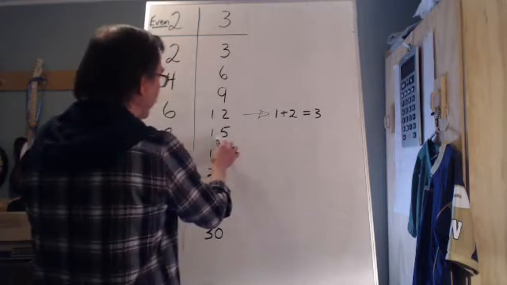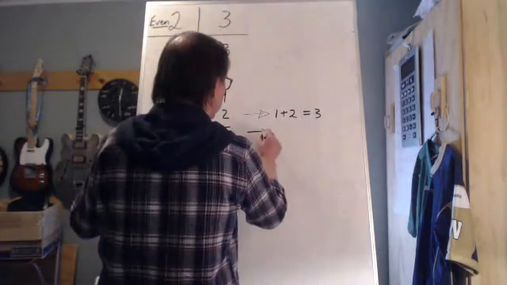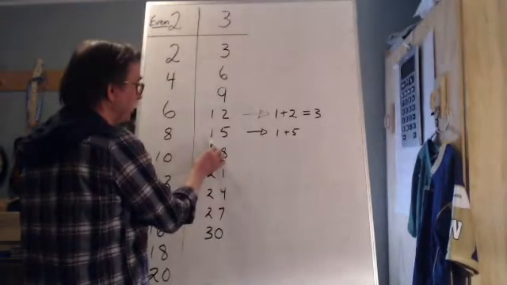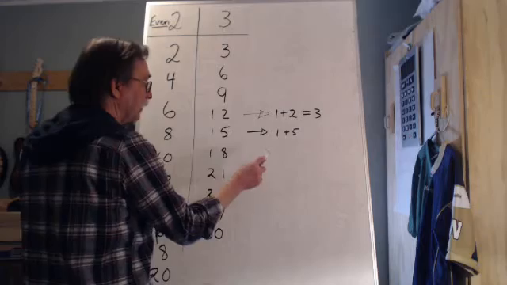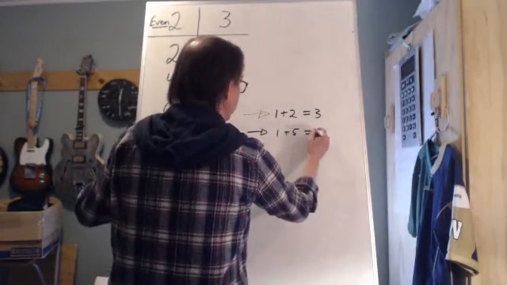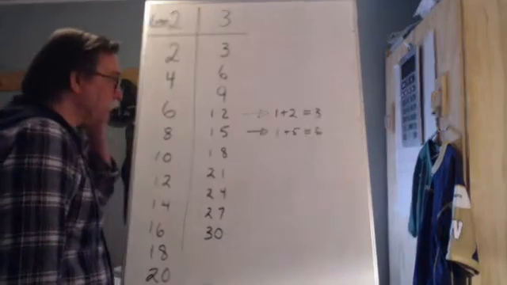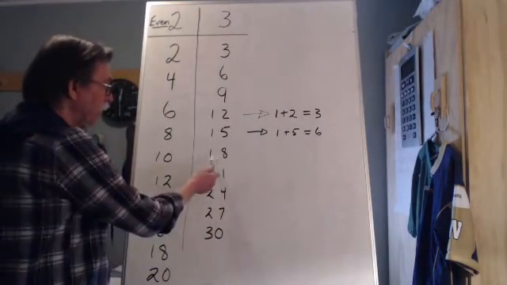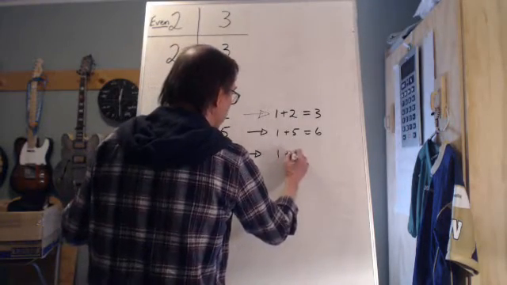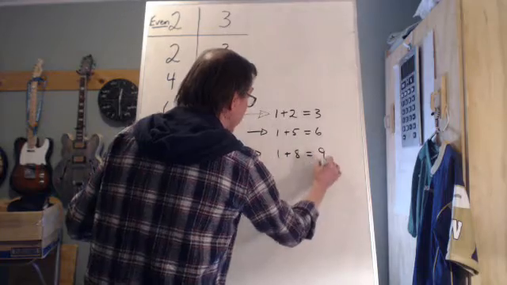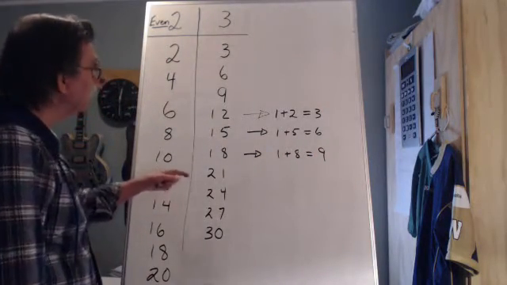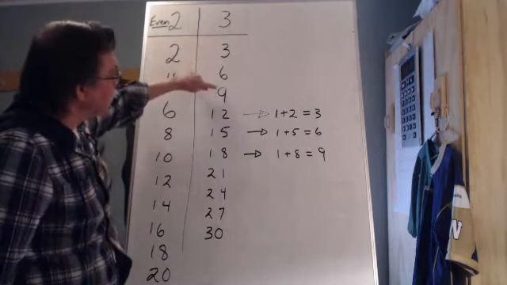What happens when I get 1 plus 5? Where's the 5? I'm just splitting it up. It's the 1 and then the 5. So what do I get when I get 1 plus 5? I get 6. 1 plus 8. Oh, look at that. That's 9. That's pretty cool. So here we have 3, 6, 9.